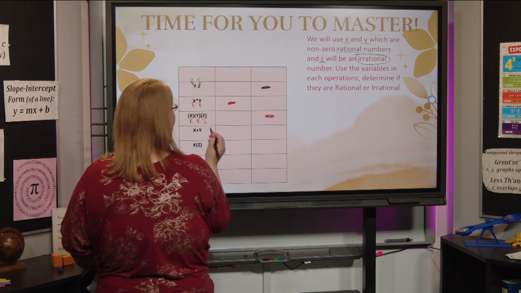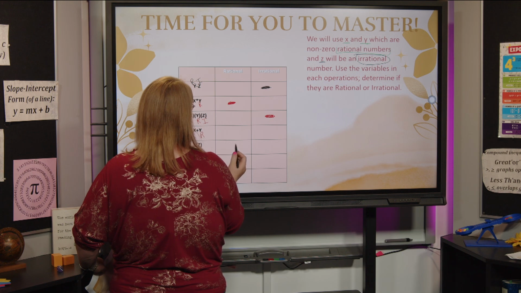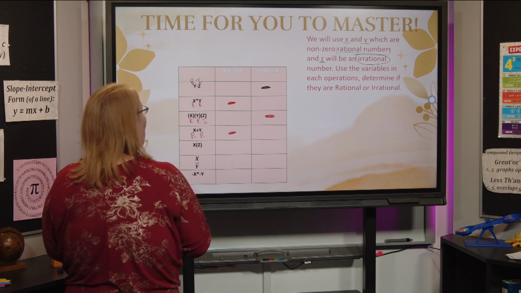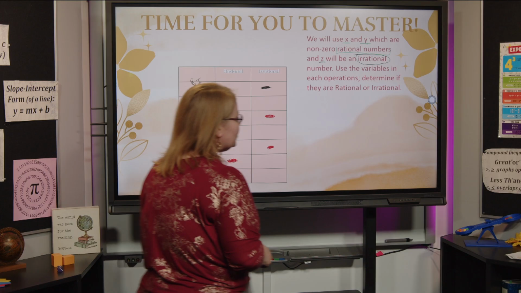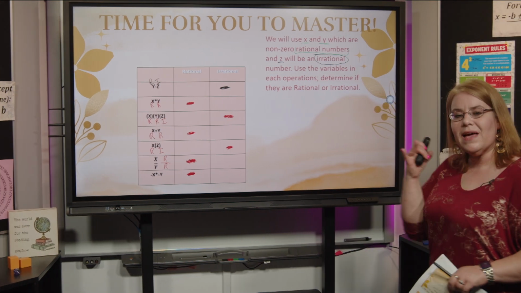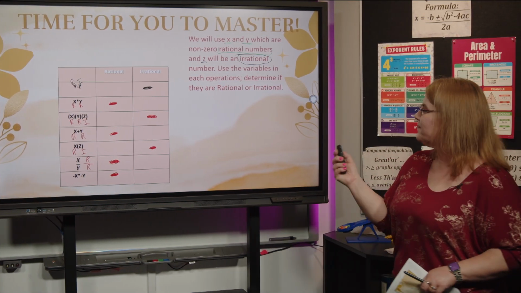So what happens when I add a rational and irrational? I get a rational number. What happens when I multiply a rational times an irrational? I get an irrational number. Now I have a rational divided by a rational, and I get a rational number. So what happens if my rational numbers are negative? Doesn't matter, they're still rational, and I'm going to get a rational number. Whew, that really made me think about those rules that we've learned.